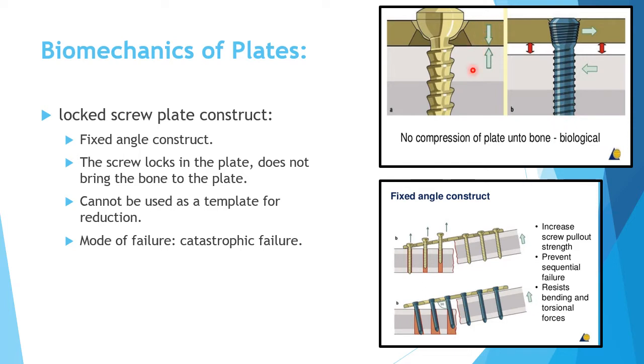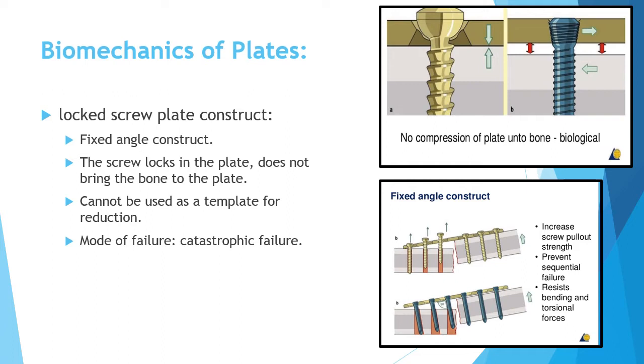As we're going to discuss when we go to the non-locked screw construct, the screw will thread into the bone and push the plate to the bone. Here it does not do this, and because it does not push the plate towards the bone, it cannot be used as a template of reduction. So let's say that you have a straight bone, for example, a mid-shaft humerus. If you use a locked plate construct and the bone is not reduced before you put the plate on, the plate will not reduce the bone for you because it does not pull the bone towards the plate. So it will keep the same relation before putting the screw and after putting the screw.